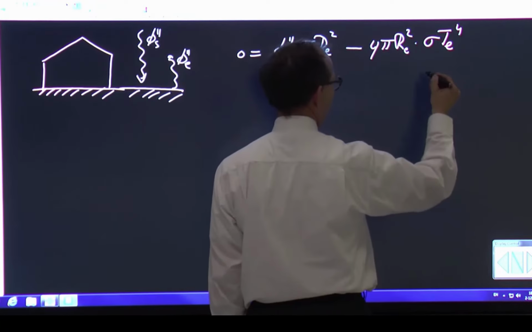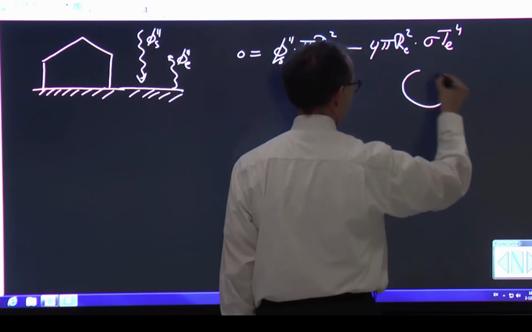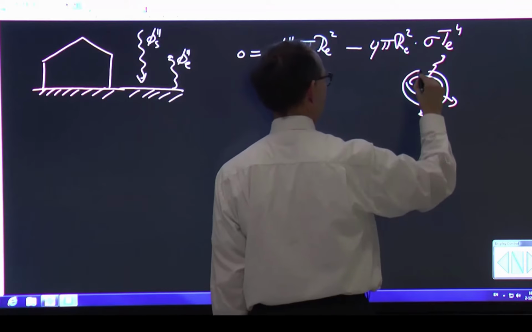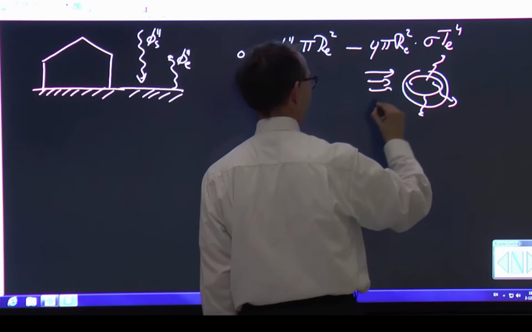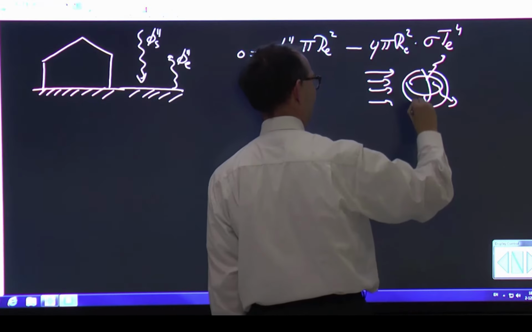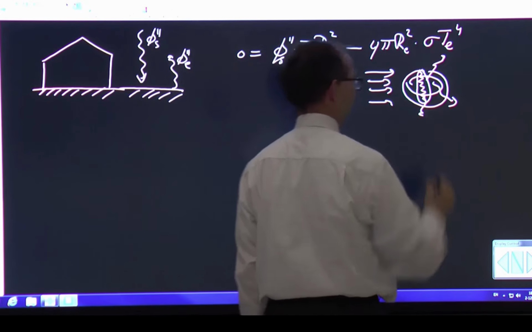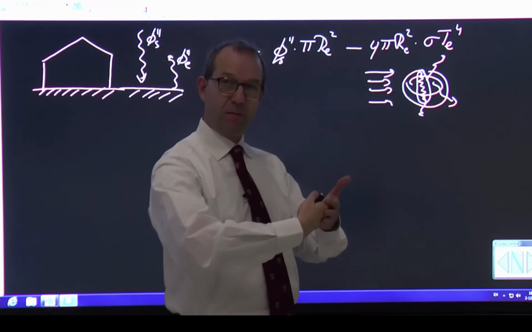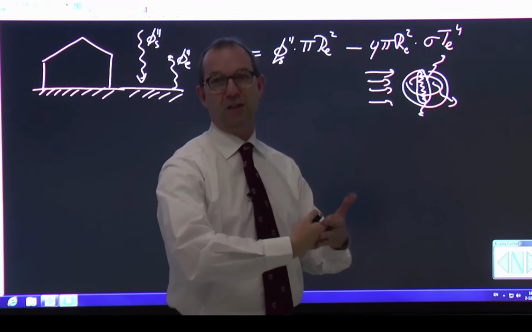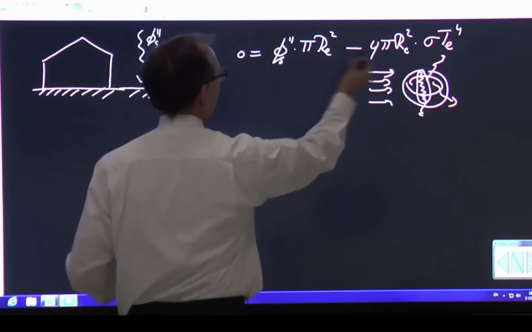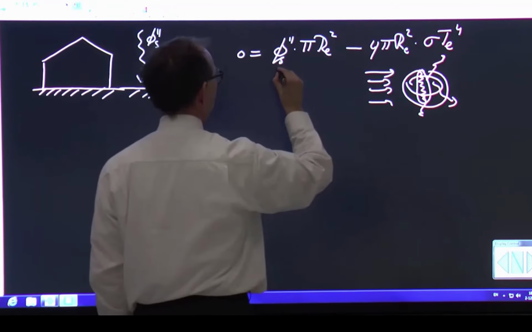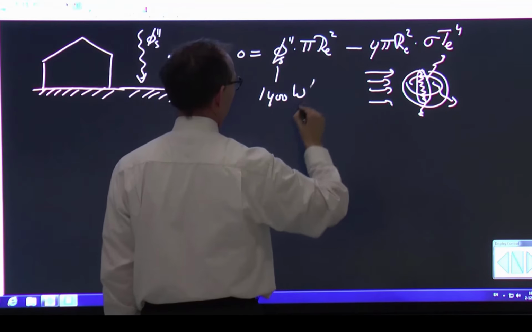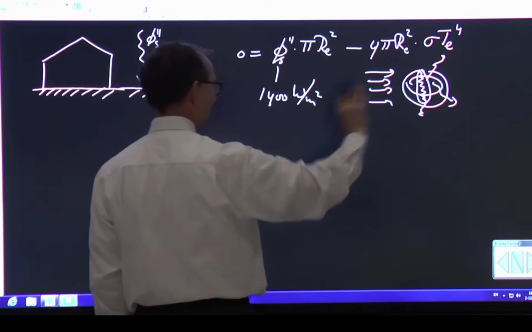The idea here is not so difficult to grasp. The Earth is a sphere and it radiates in all directions, but for the incoming solar radiation, basically the projection of the Earth in the path of that radiation is the area that captures all the incoming energy, all the light coming in. That's the difference, that factor of 4. This one is 1400 watt per square meter outside the atmosphere.